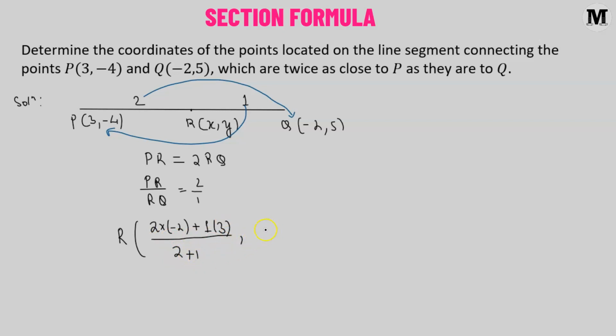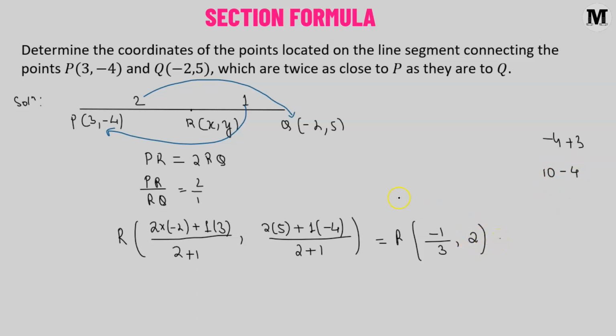And then for the y coordinate, we take 2 times the y coordinate of Q and add 1 times the y coordinate of P, that's -4, divided by 2 plus 1. Let's obtain the values: 2 times -2 is -4, added to 3, so -4 plus 3 is -1, divided by 3. Then 2 times 5 is 10, minus 4 times 1, that's 4, so we have 6 divided by 3, which is simply 2. So the coordinates of point R are (-1/3, 2).